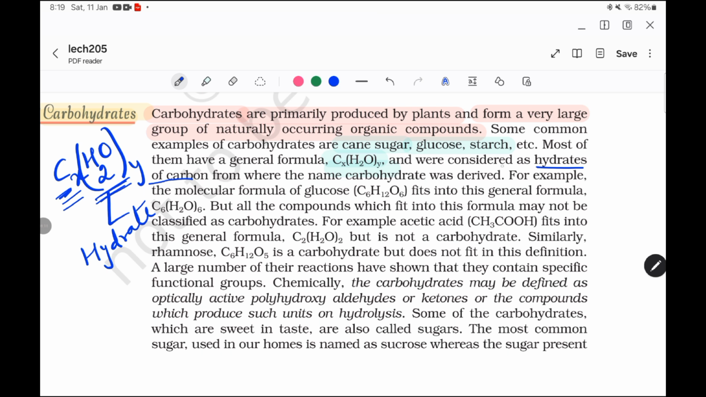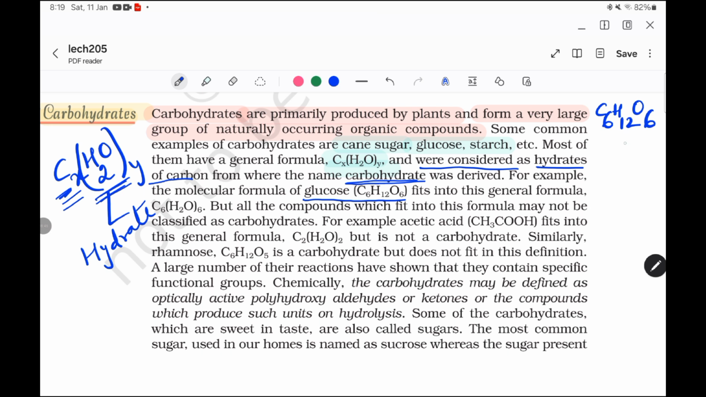Now, this was the old definition, so it's wrong. They were considered as hydrates of carbon, from where the name carbohydrates was derived. So just for the understanding of where this word has come from, they were hydrates of carbon. Let's take the example of glucose. Glucose is quite important for our board exam also, because lots of questions are coming on that. The formula of glucose is C6H12O6.